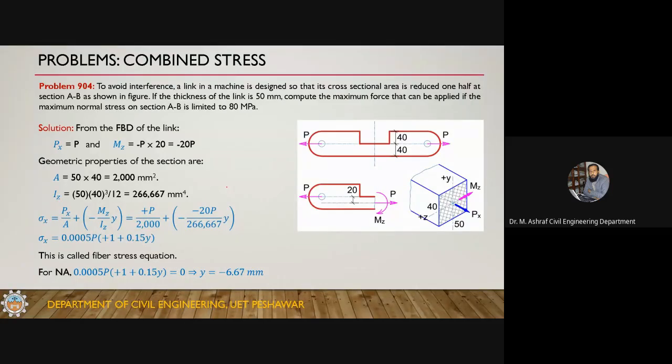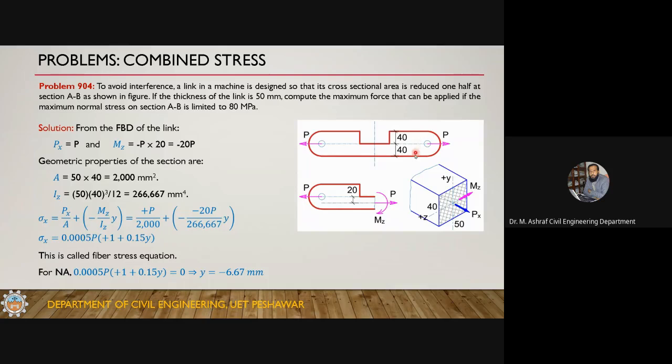Problem 904 is to avoid interference. A link in a machine is designed so that its cross section area is reduced one half at section AB as shown in the figure. So here you can see that this is a link which is used to transfer a force from one location to the other location, but due to some interference, its cross section at this location is reduced to one half.